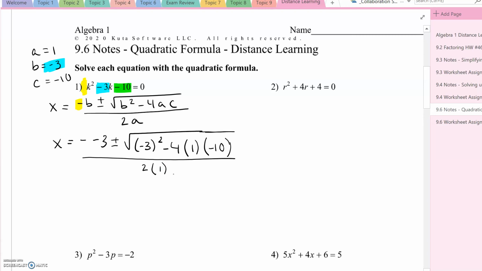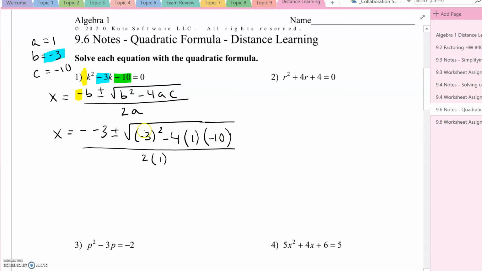Alrighty, so now we want to simplify. Think order of operations. So PEMDAS. What do we do first? Parentheses. There's nothing we can simplify inside the parentheses. All these parentheses here just mean multiplication. So the next thing is exponents.